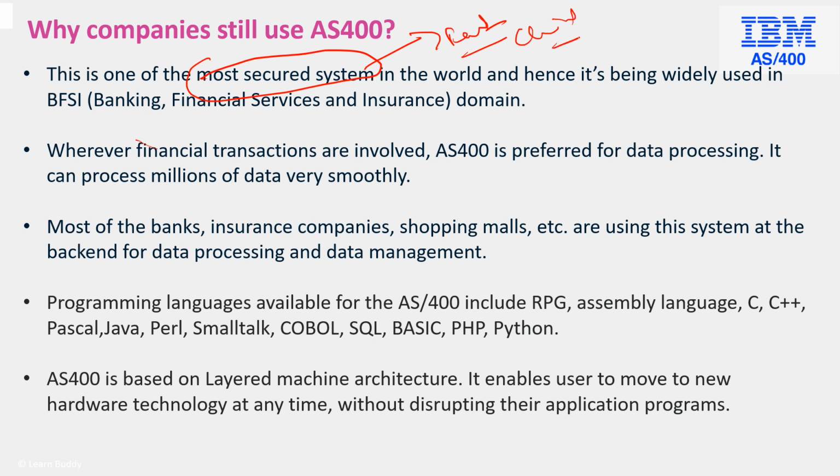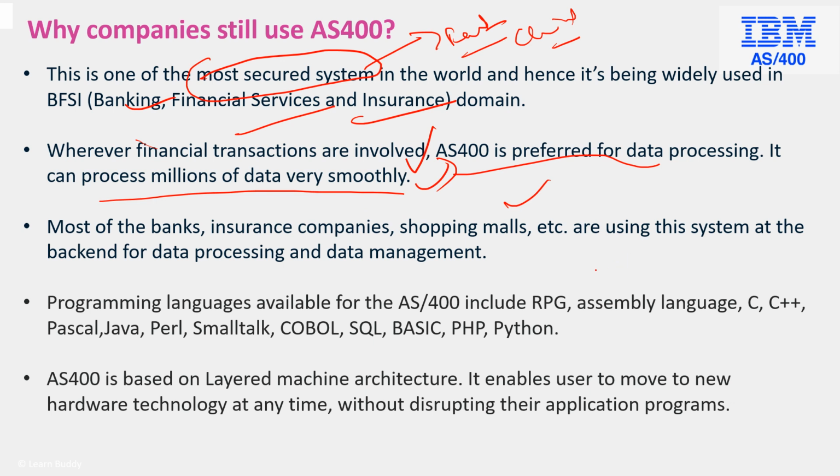Okay, the first very important feature, why clients are still using the AS400 and why most banking and insurance products are built on the AS400, is the secure system. Hence, it is widely used in the banking, financial services and insurance domain. Where financial transactions are involved, the AS400 is preferred for data processing. It can process millions of records very smoothly. So it is secure and it processes millions of records very smoothly.